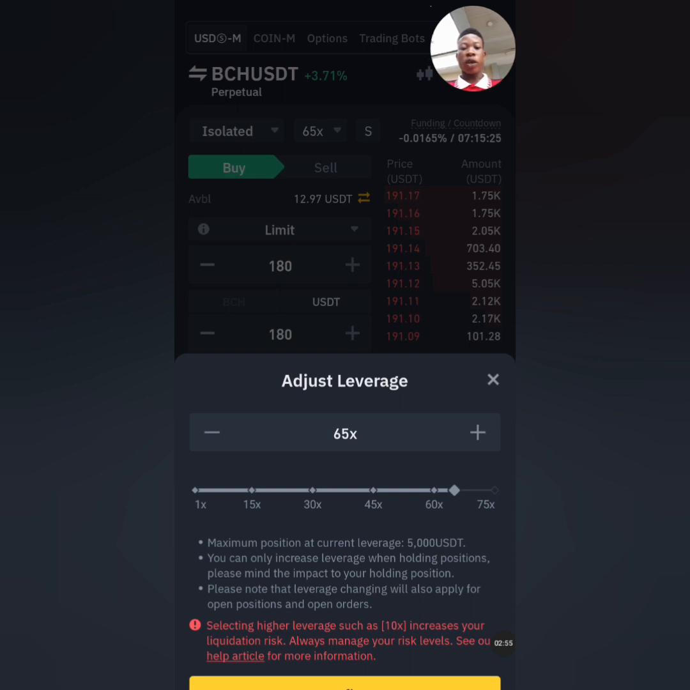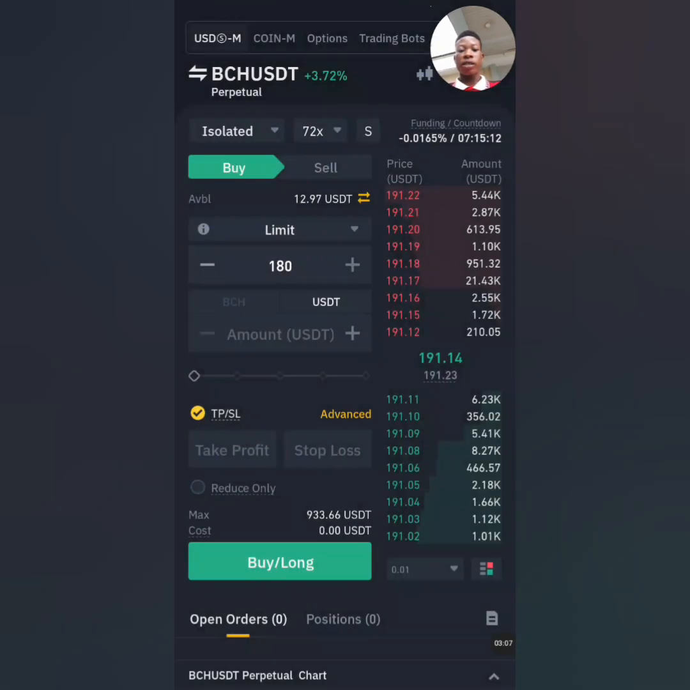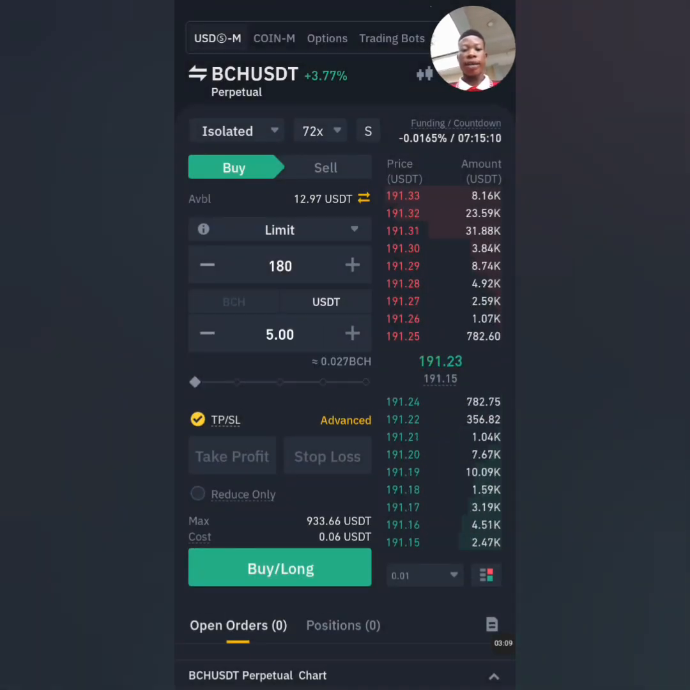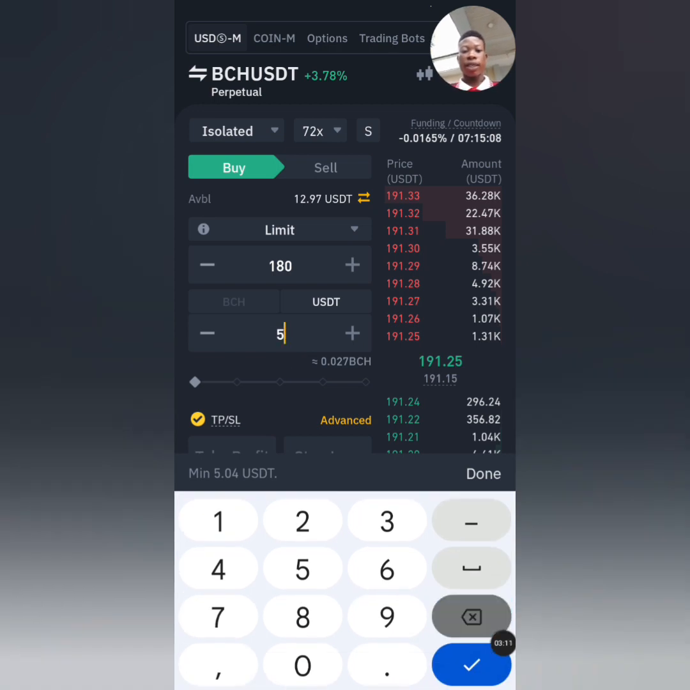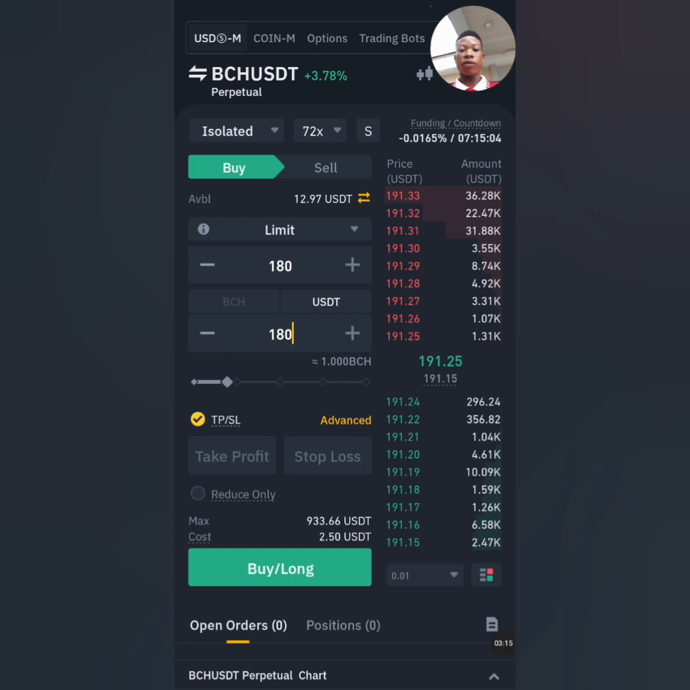This is Bitcoin Cash USDT here, which has 75x as a maximum leverage. So this is the leverage. If you want to take a leverage at the 75x here, if you confirm it, it can allow you to buy at 180, that is one Bitcoin Cash. If you put 180 here, it's going to cost you 2.50 USDT to take a trade in Bitcoin Cash.